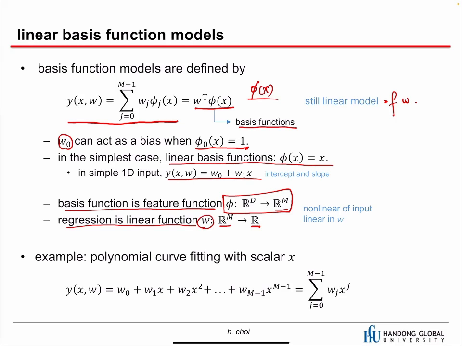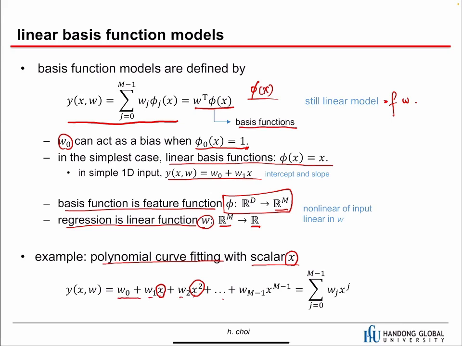So this is one example, polynomial curve fitting with a scalar x. This is not a vector, it's a scalar. And then this is the input x. This one is a scale of x, etc. And this is a linear function of the parameter w.